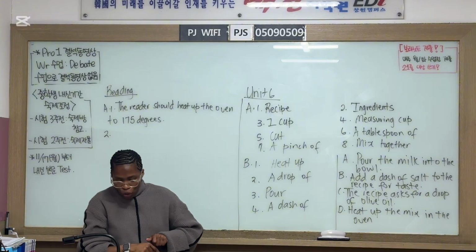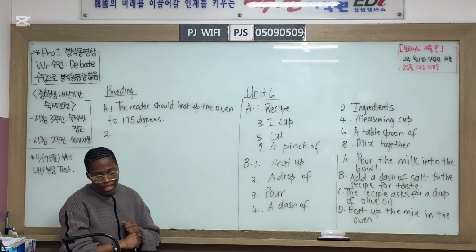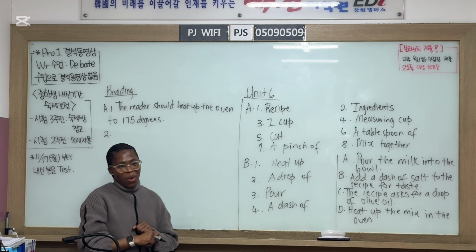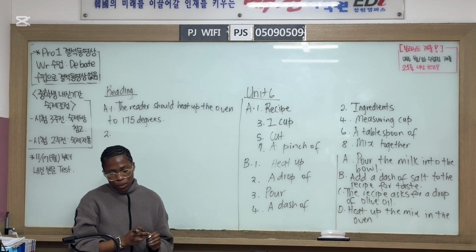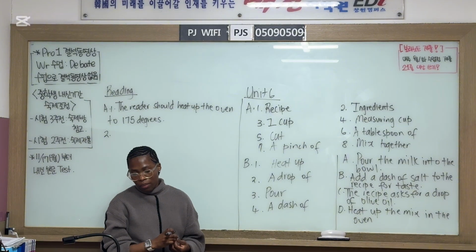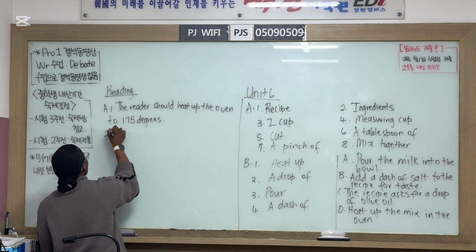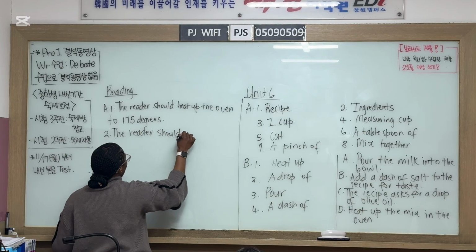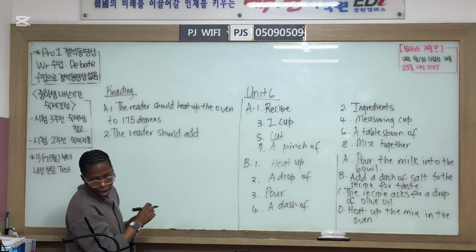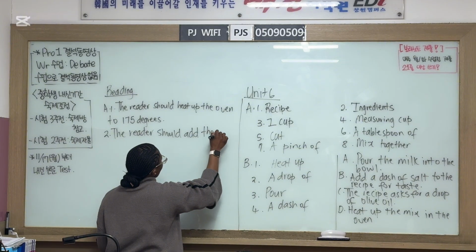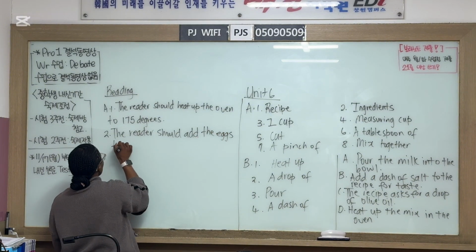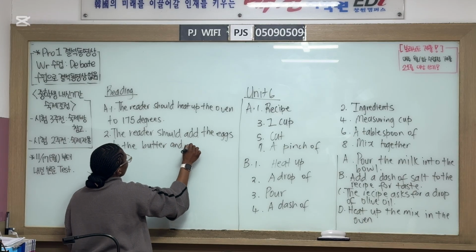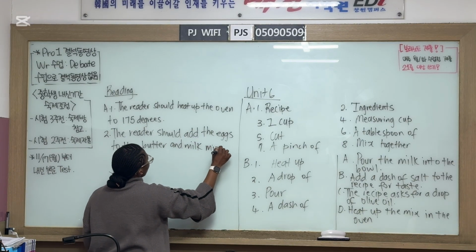And number 2, what should the reader add the eggs to? What are we adding the eggs to? Add the eggs to the butter and milk. Good. The reader should add the eggs to the butter and milk mixture.